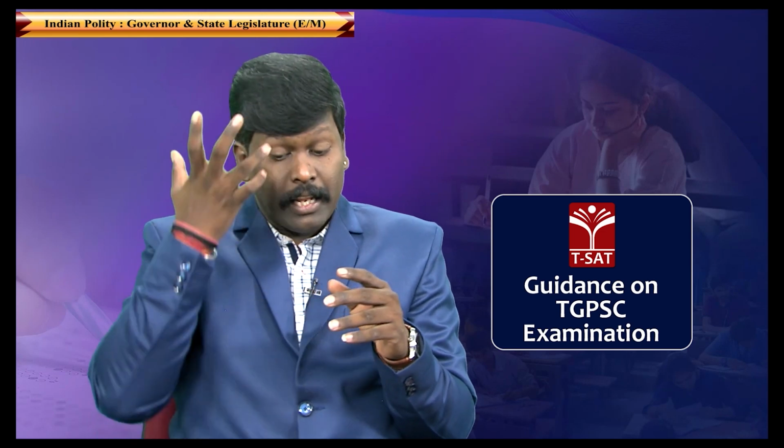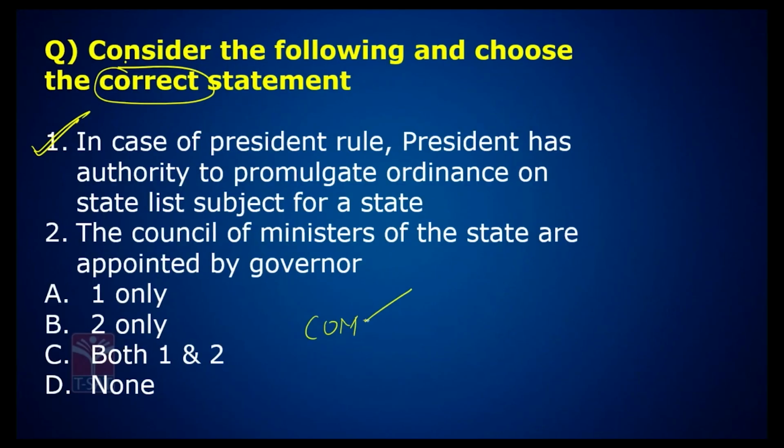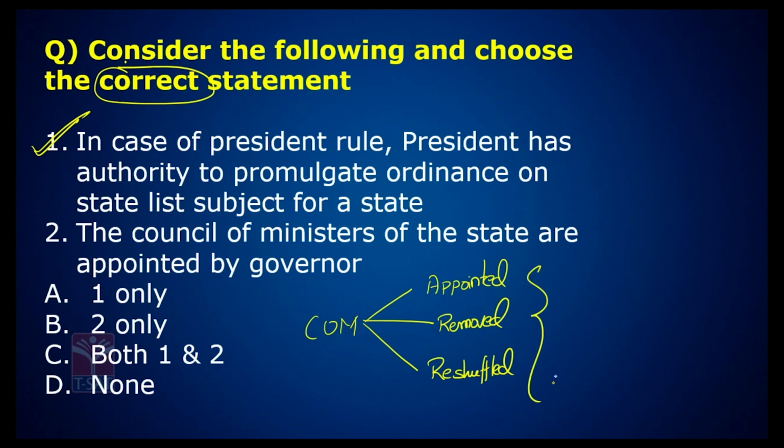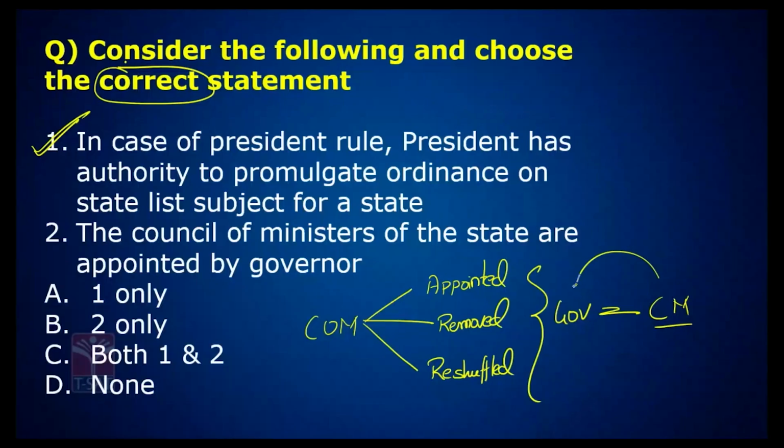Second statement. The Council of Ministers of the state are appointed by the Governor. Look at this. The Council of Ministers of the state are appointed, removed, or reshuffled by the Governor, but not on his will. He has to follow the advice of the CM, and this advice given by the CM is binding. The CM suggests the name and the Governor has to appoint that person as the minister. So, answer is C. Both the statements are correct.